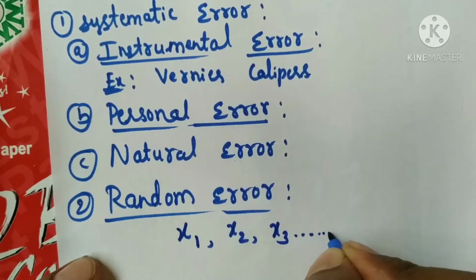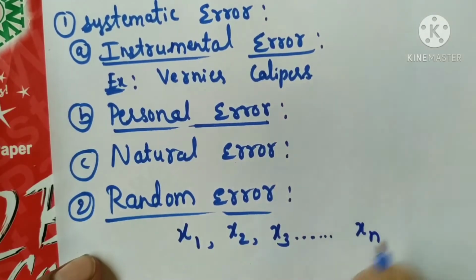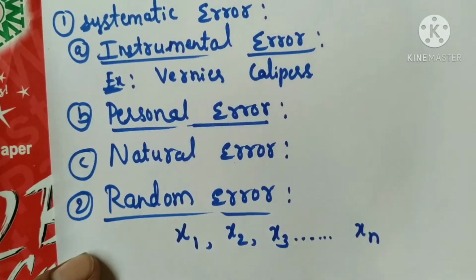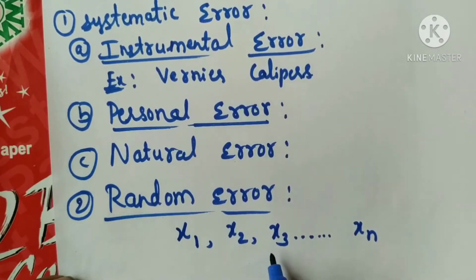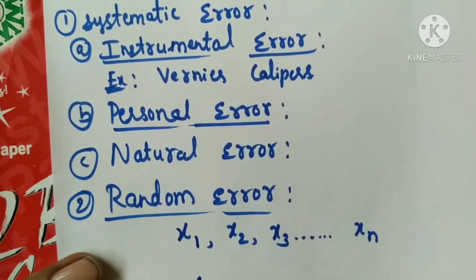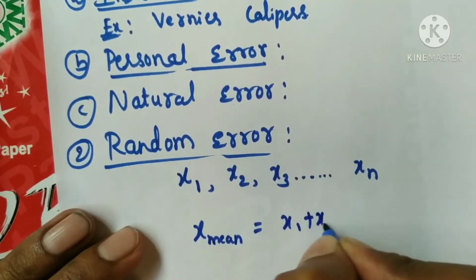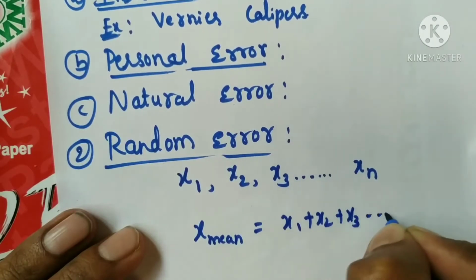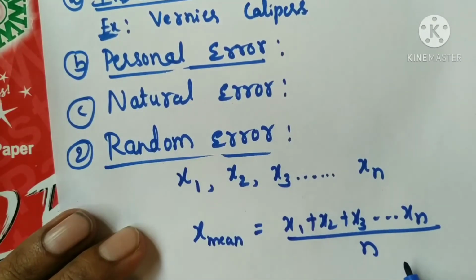So in the same way we have to repeat the experiment and we have to take n number of readings. Several readings we have to take. Okay, having taken them, we have to take the mean of those. Suppose I have taken n number of readings, how will you take their mean? x mean can be taken as x1 plus x2 plus x3 and so on up to xn, divided by n. So if you do this calculation we can correct the random error.